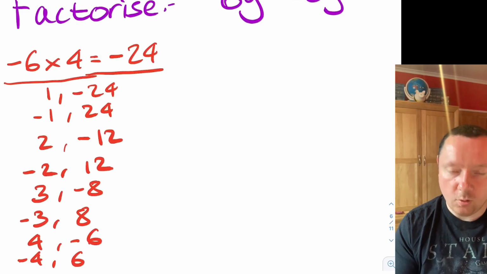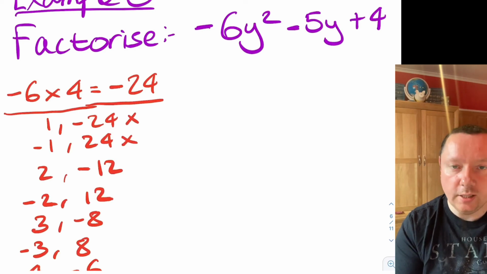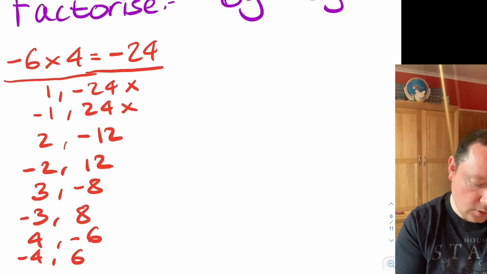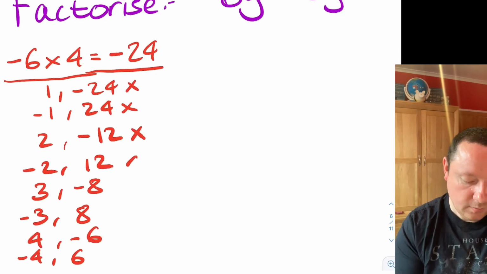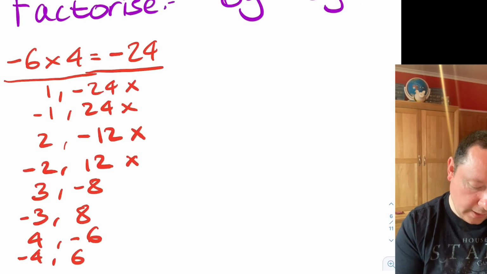So we now check what sum does that make. Remember, we're trying to make minus 5. So 1 and minus 24, well, that's not minus 5. Neither is that. That should be obvious. Check the next one. 2 and minus 12 is minus 10. Minus 2 and 12 must be 10. None of these yet. 3 and minus 8. Oh, that's great. That's minus 5.